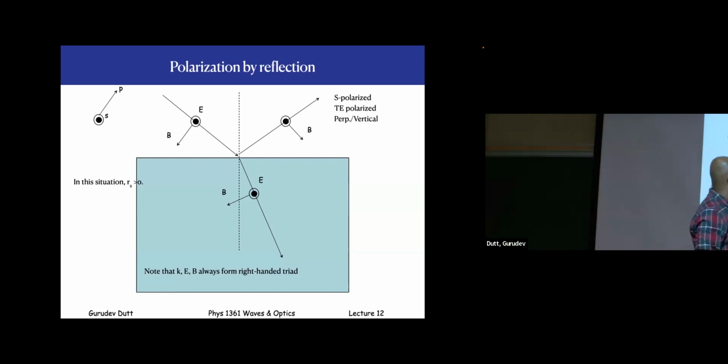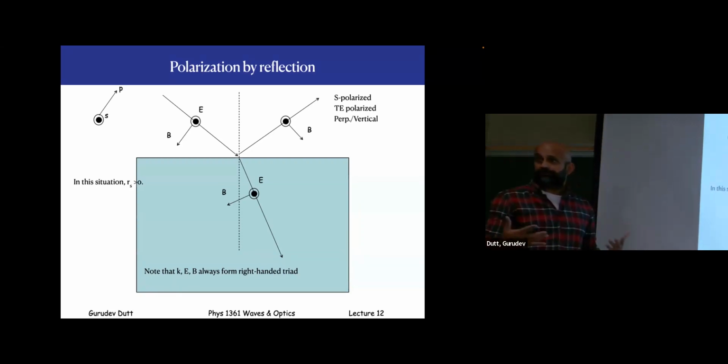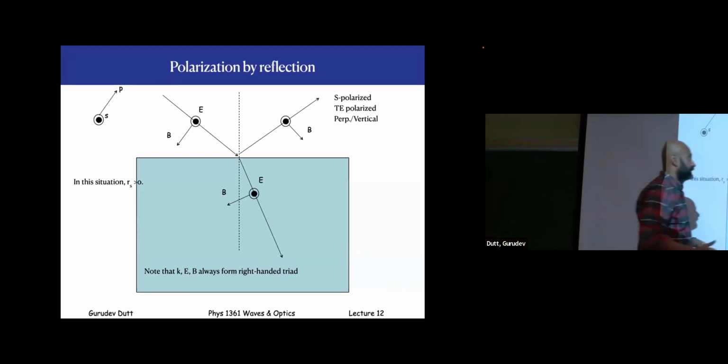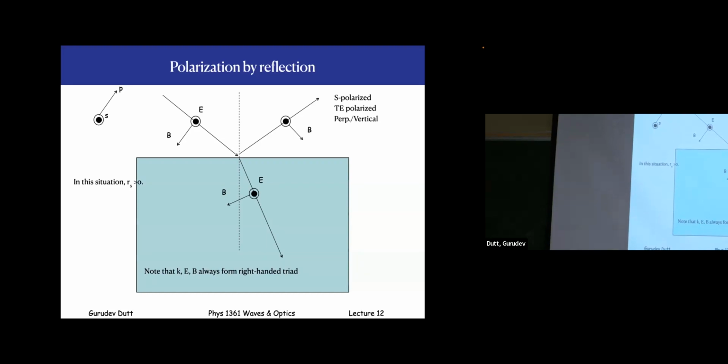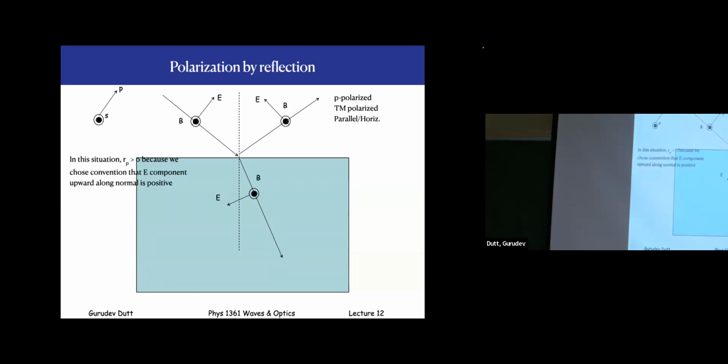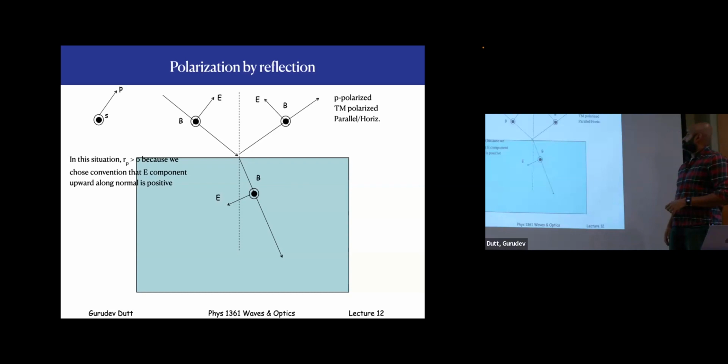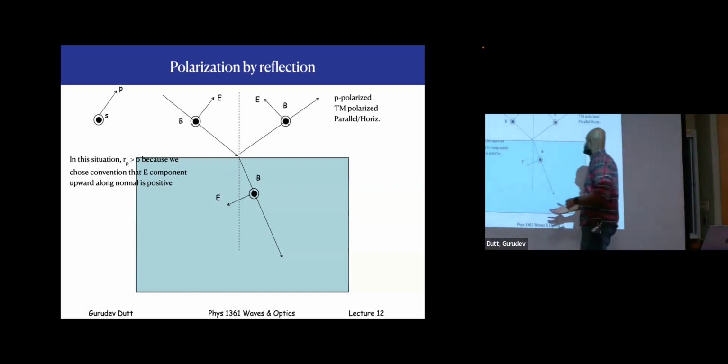So here, the electric field is always pointing out of the board, and the situation I have sketched implies RS greater than 0, the reflection coefficient greater than 0, because the S component of the electric field has stayed in the same orientation. We can also look at the P polarization, or what we call TM polarization or horizontal polarization.